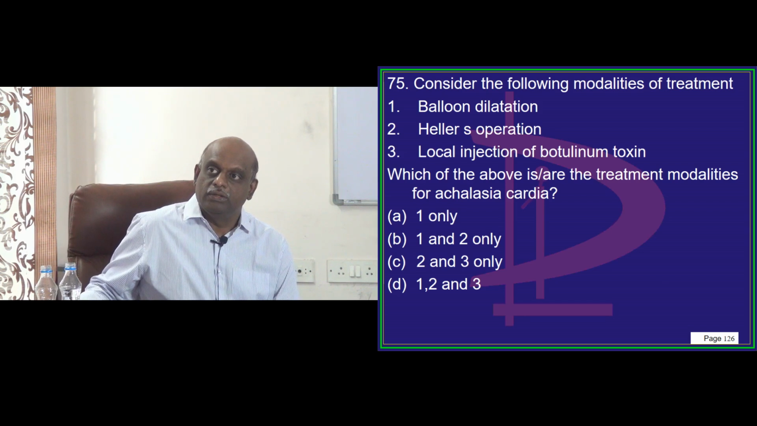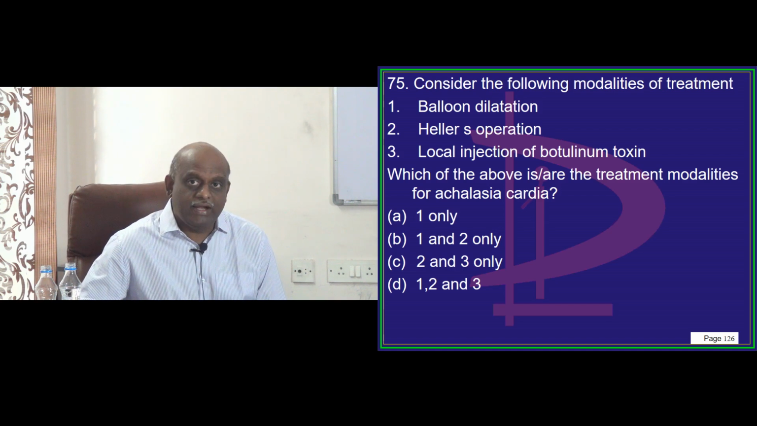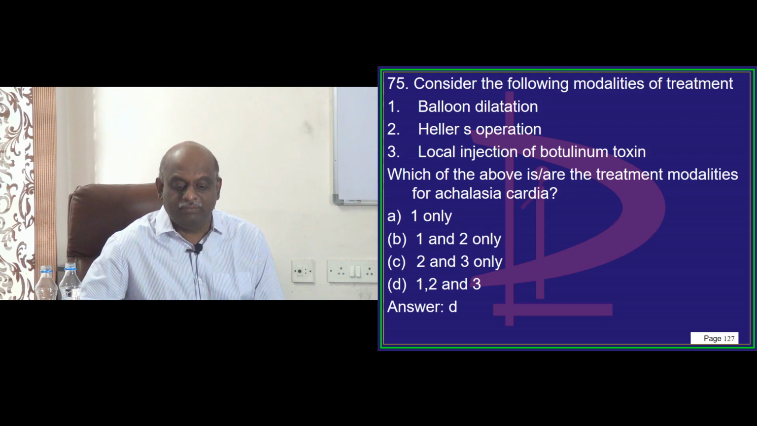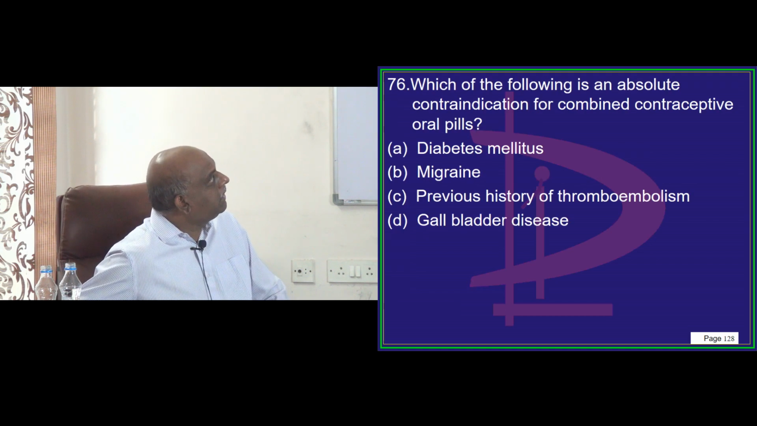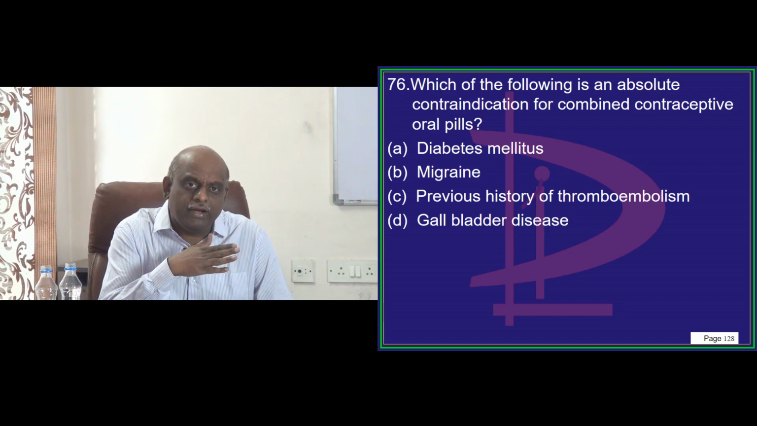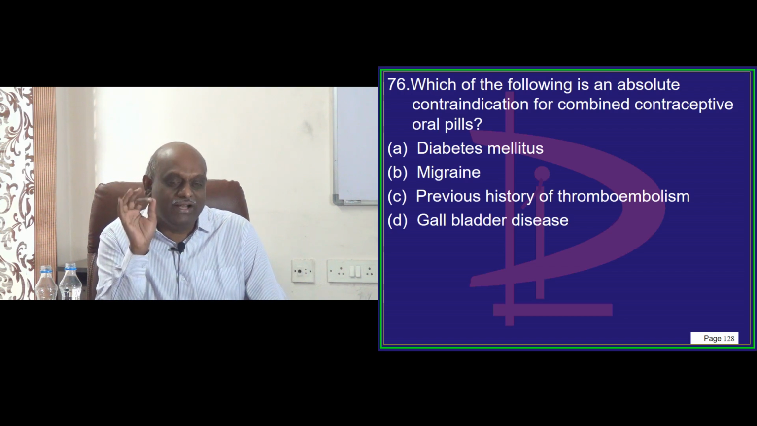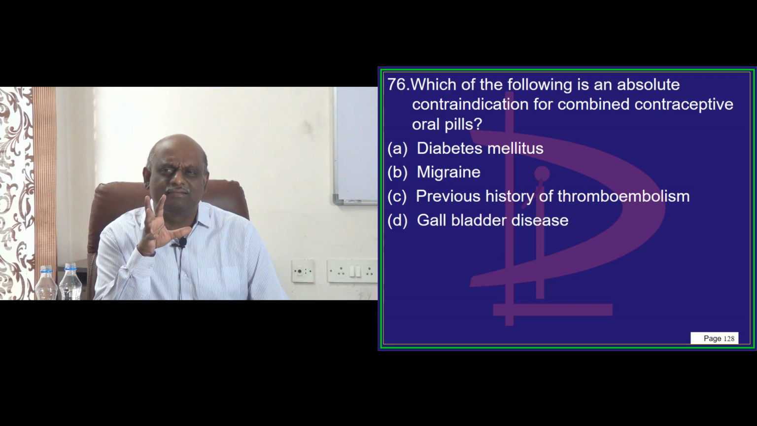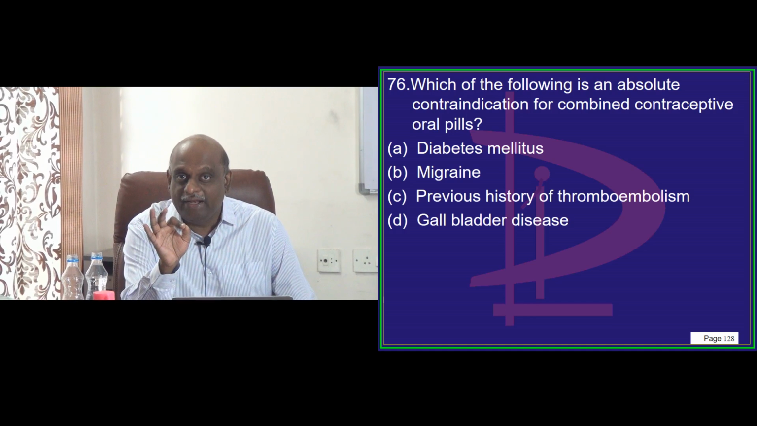75. So, we do the dilatation of the lower part of the esophagus. Balloon dilatation, Heller operation, excellent. Botulinum toxin, Monica, Prahlad, Vishalakshi, everyone is right. Now, absolute contraindications and relative contraindications. This is one area, always it is a confusing quagmire. Some method you should develop to remember that in sequence and not get confused in the exam.